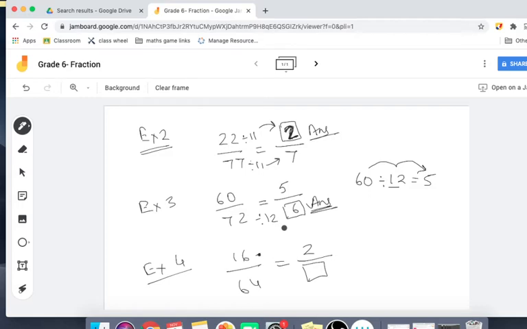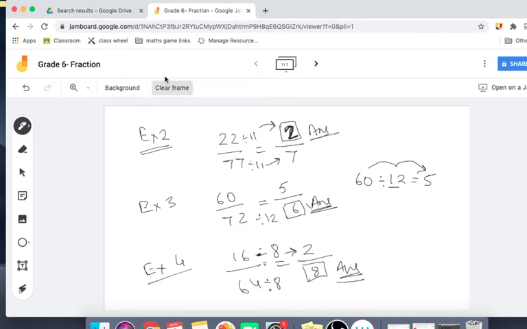Done? Okay, let's check the answer. We will divide 16 by 8 so that we can get 2 as the answer, because 8 2s are 16. So here also in the denominator we will try it with 8, and 8 8s are 64, so 8 would be your answer. Okay.